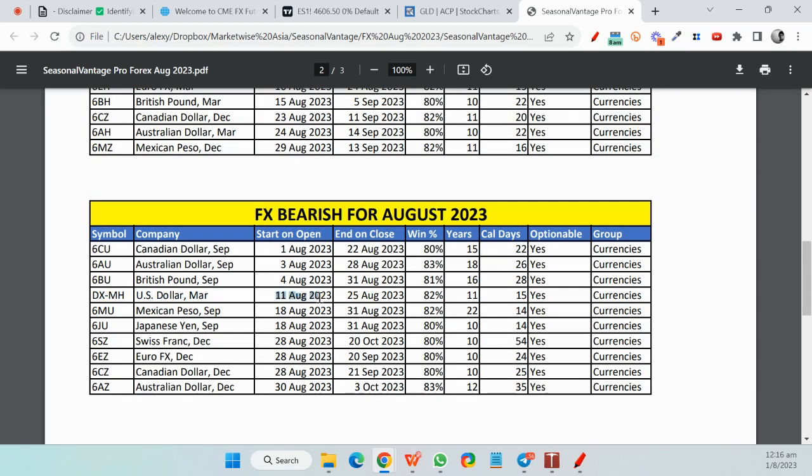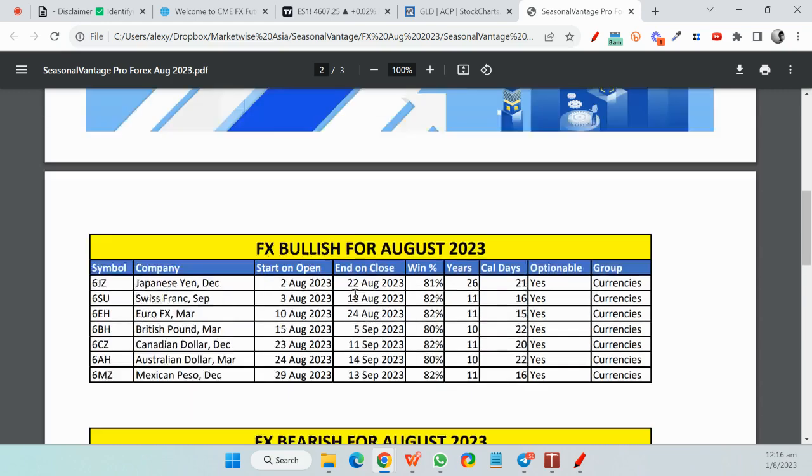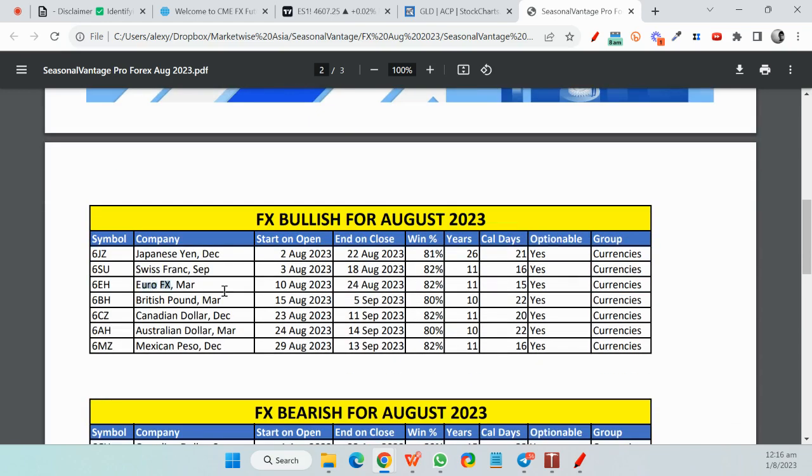So from the 11th of August to the 25th of August, it has a tendency to go down, which means that typically in this period the euro will have a tendency to go higher. It is always the reverse. For the euro, it is somewhere around the same, 10 August to 24 August. Can you see it is the same also?